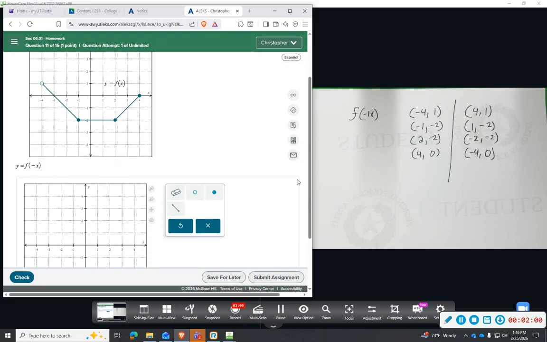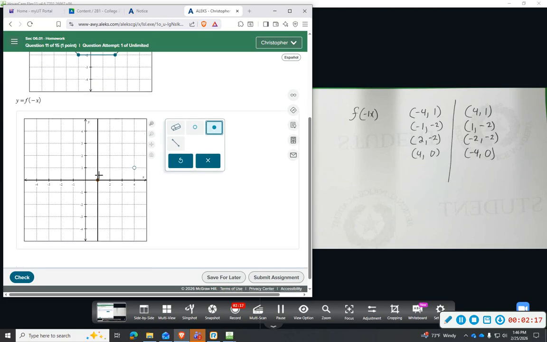So the very first point was an open circle, so I'm going to do a hollow dot, and we are going to place the hollow dot at +4, +1. Then I'm going to do a solid dot. The next ordered pair was +1 and -2. I'm going to get another solid dot, and that is going to go to -2, -2. And I'm still on the solid dot, so I'm going to go -4, 0. Once I get that, I'm just going to draw rays connecting each dot.